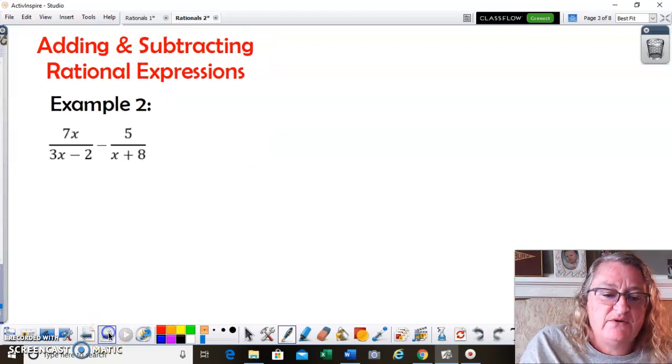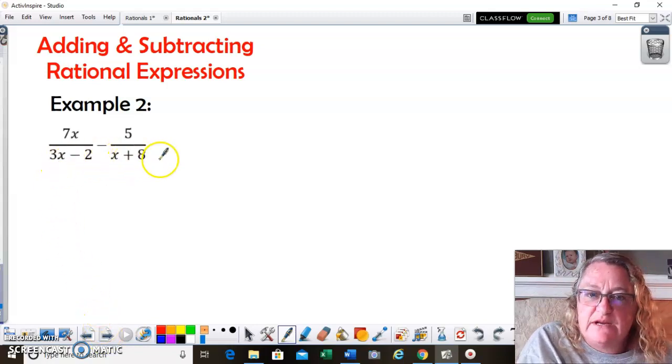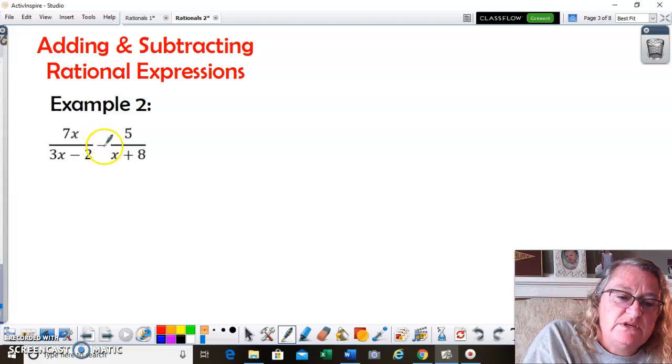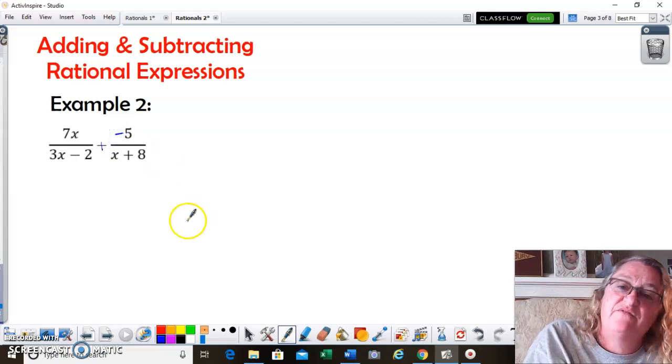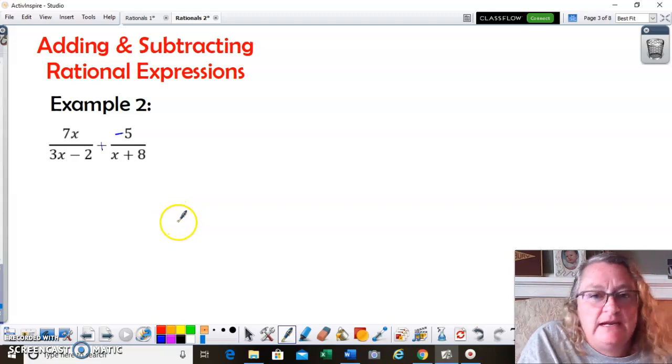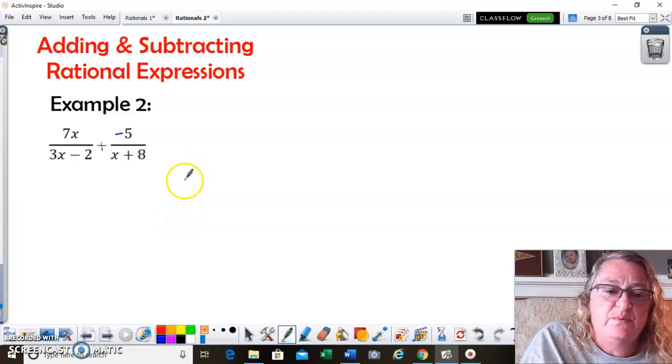Example 2 and 3 get increasingly harder. Okay, so you can see we don't have like denominators here, and we have subtraction. So what I'm going to do is change this from subtraction to plus, and attach that negative up here with that 5. And then I don't have to worry about it later on. I know that 5 is now negative, and it will carry through the rest of the problem.